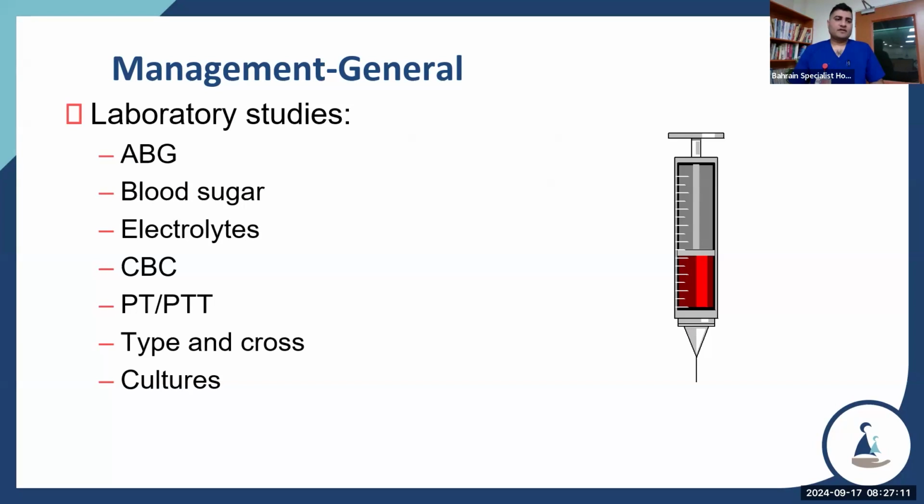Generally, for initial laboratory studies you can do ABG, blood sugar, electrolytes, CBC, PT-PTT, type and crossmatch, and cultures should be taken on the first draw.